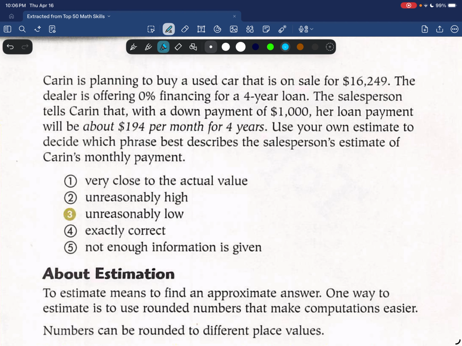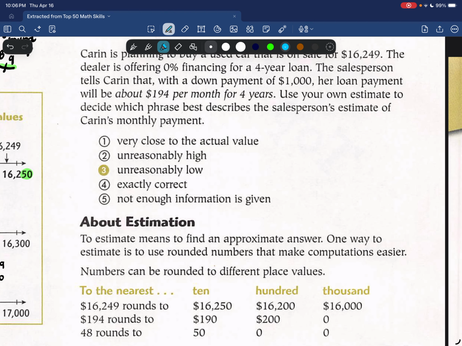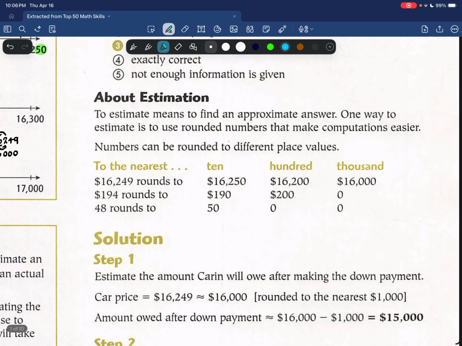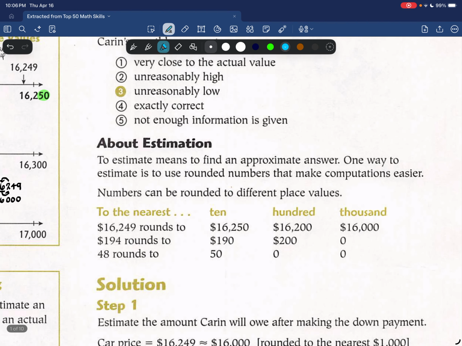Our choices are: very close to the actual value, unreasonably high, unreasonably low, exactly correct, or not enough information is given. They've already given me the answer here. They say that the answer is 3. It is unreasonably low. So let's see how we can confirm that answer to be true. Let me just take a look to see.